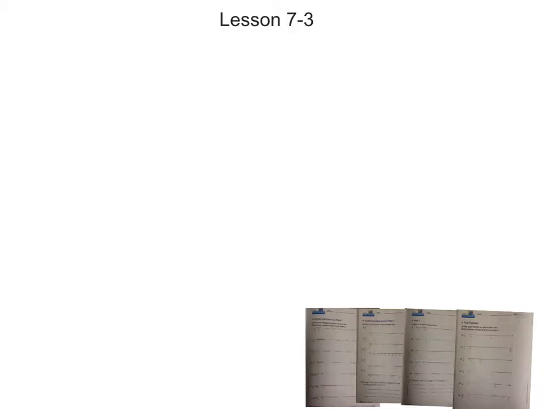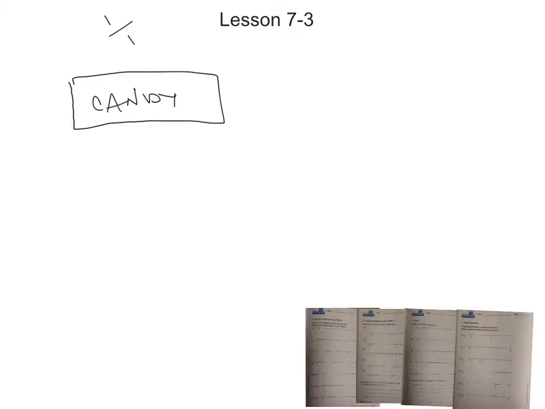So, if I were to say this candy bar, and put candy on it, this is our whole candy bar. Okay? So this is our whole candy bar. This is our 1 out of 1. It's all of it. But if I were to break the candy bar into 3 pieces, you would have 3 out of 3 would be the candy bar, correct?